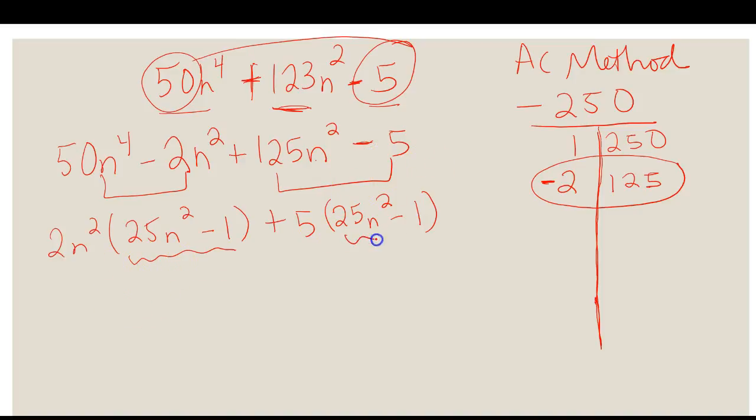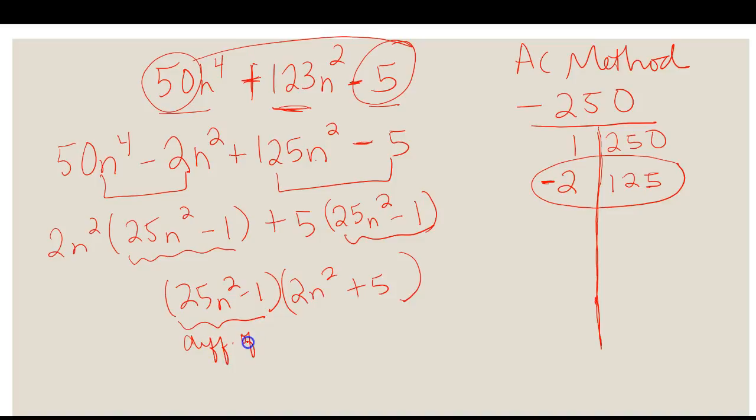So take out the GCF. The GCF is 25n squared minus 1. It just happens to be a common binomial factor. Then when you take the GCF out, you're left with 2n squared plus 5. What most people don't see is that this is also a difference of squares. So you're not completely done. You have to factor that difference of squares, but remembering to keep the 2n squared plus 5. So square root of 25n squared is 5n. Square root of 1 is 1. And your signs should be plus minus.